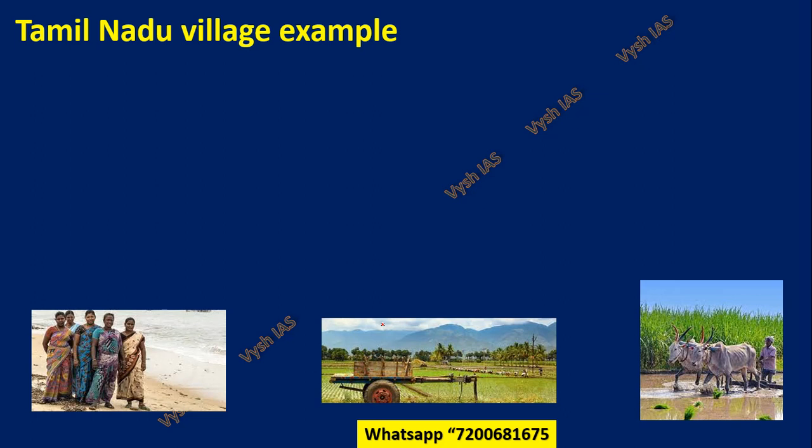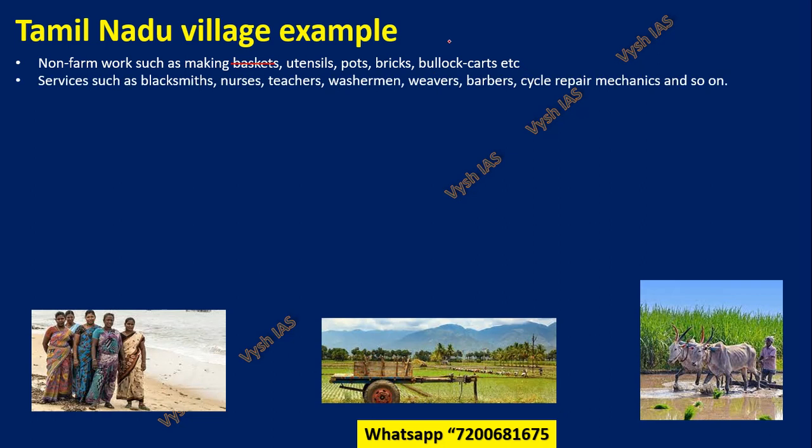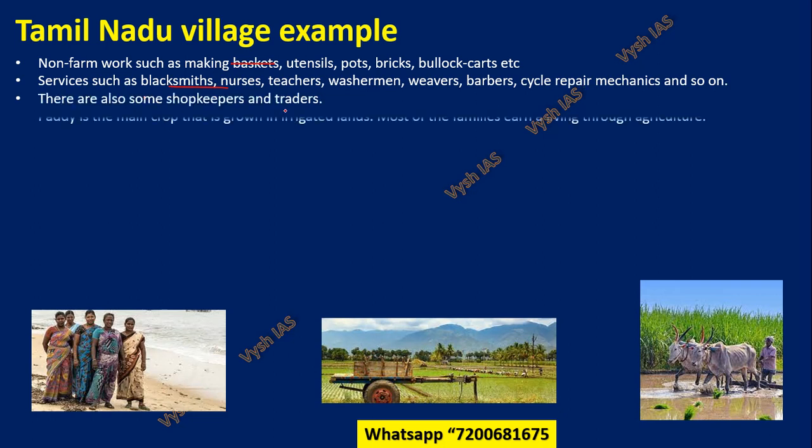Then we'll see examples of different states or regions. So, Tamil Nadu village examples, pictures you can see. It can be coastal, it can be farming, it can be with animals. Non-farm work such as making baskets, utensils, pots, bricks, bullock carts, etc. Then services such as blacksmith, nurse, teachers, washermen, weavers, barbers, cycle repair mechanics, and so on. There are also some shopkeepers and traders. In the Tamil Nadu village context, they're just setting the picture for you.